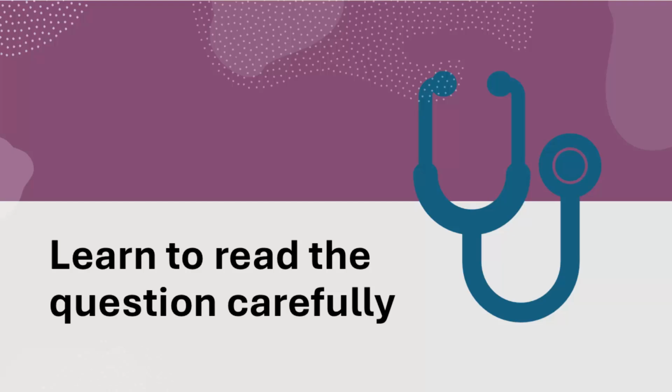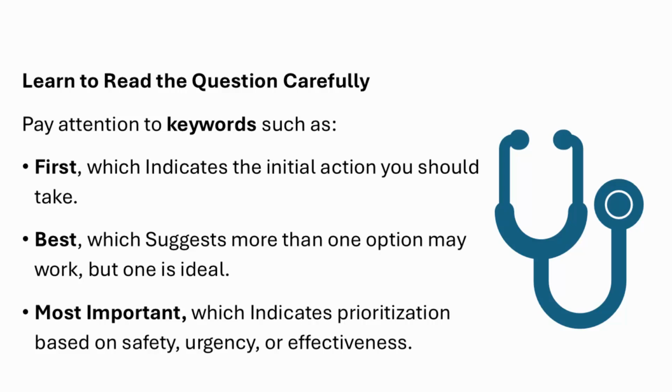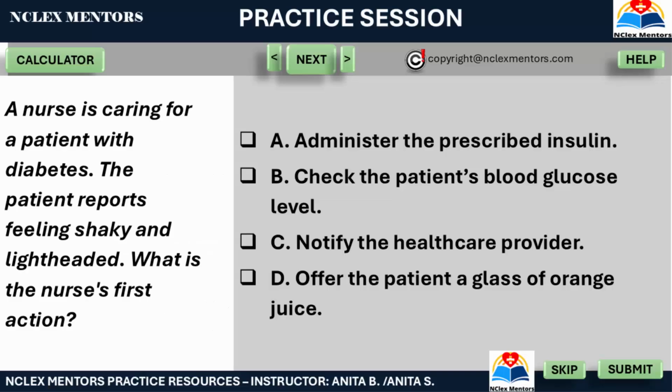Learn to read the question carefully. Pay attention to keywords such as first, which indicates the initial action you should take. Best, which suggests more than one option may work, but one is ideal. And most important, which indicates prioritization based on safety, urgency, or effectiveness. Let's take an example. A nurse is caring for a patient with diabetes. The patient reports feeling shaky and lightheaded. What is the nurse's first action?